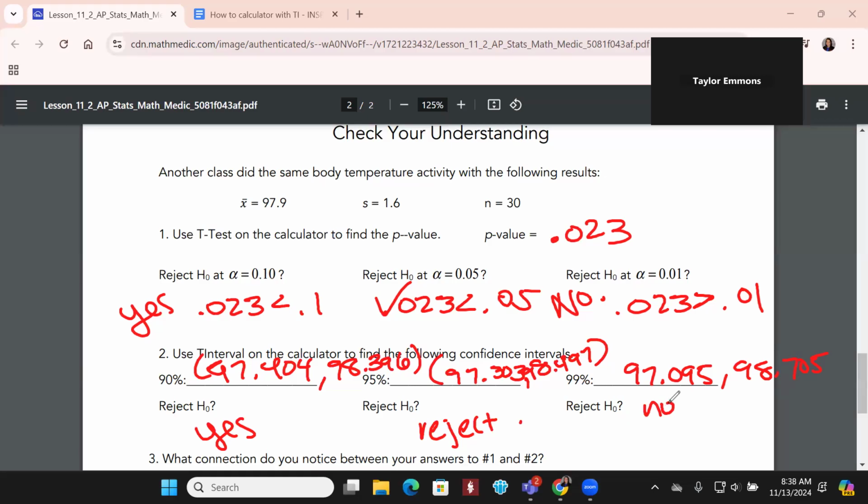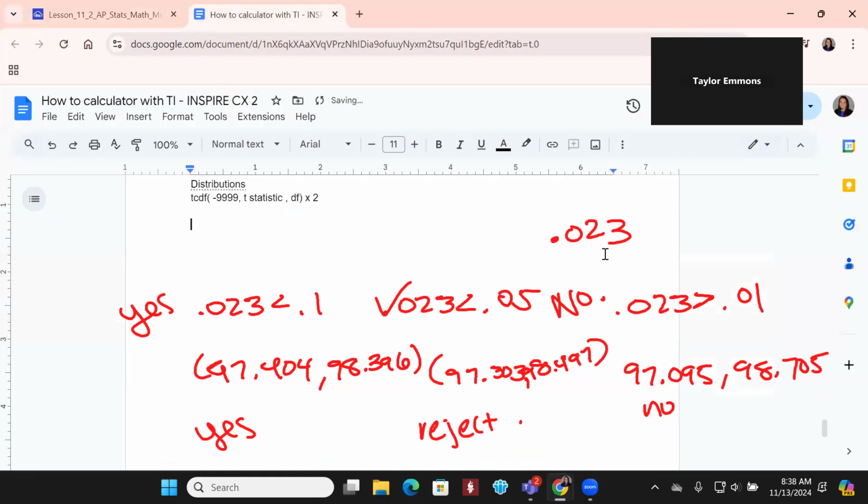So you go to menu, you go to stats, go to dist, it should be confidence interval. Okay, so confidence interval, and then t interval. Yep.